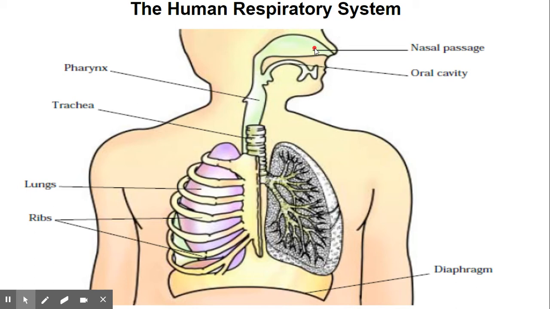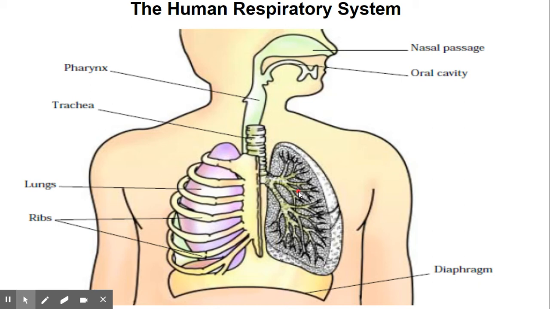From the nasal cavity, air passes into an organ called the pharynx, which has two openings: the esophagus, that is the food pipe, and the windpipe or the trachea. The trachea branches into two smaller tubes called bronchi. Singular is bronchus. Each bronchus opens into a lung. Inside the lung, the bronchus divides into many thin tubes called bronchioles.